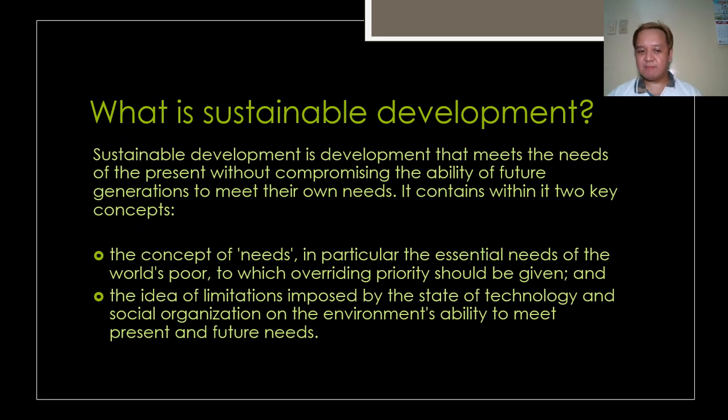Ano yung two key concepts? You have the concept of the needs, in particular, the essential needs of the world's poor to which overriding priority should be given. And the second one is the idea of limitations imposed by the state of technology, social organization, and on the environment's ability to meet the present and future needs.